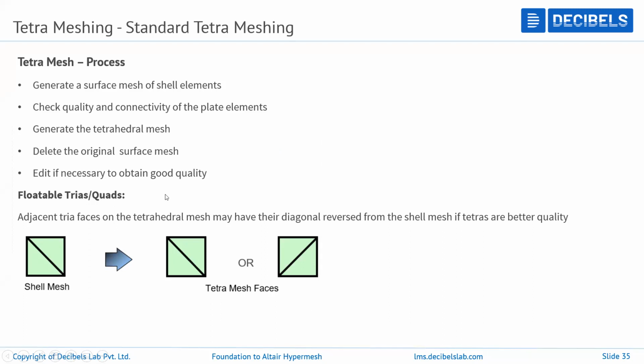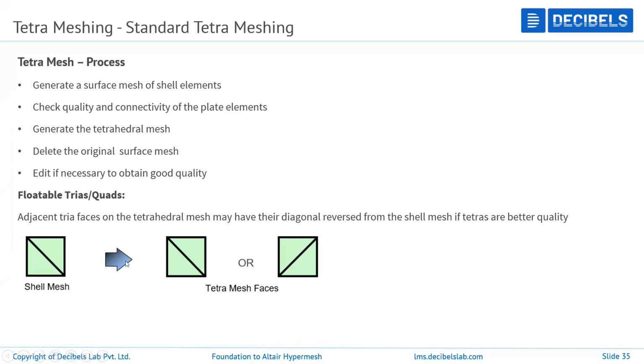You can see this image. Floatable trias means first you are creating shell elements. After generating the tetra elements, if you are keeping the floatable trias, the triangular element may be diagonally split like this or diagonally split like this. So when we are creating the tetra elements, don't keep the floatable trias.